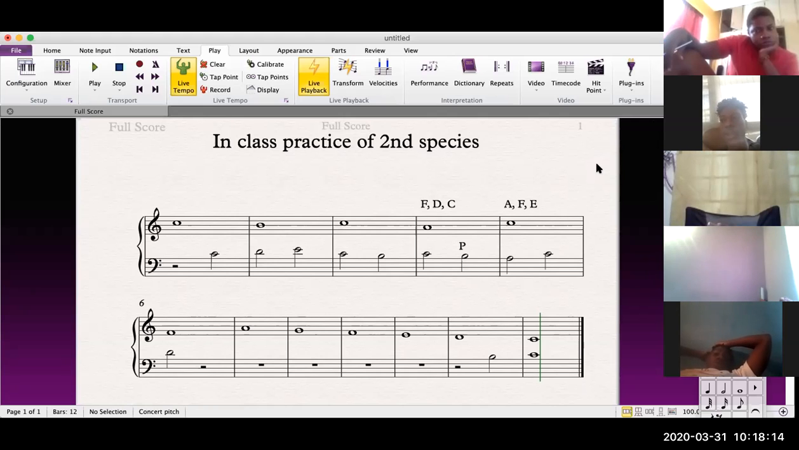Azaria, in the case of the leaps that we use in second species, do we still need to use at least one? Yes, you do, Azaria. You still need to have at least one leap, okay? Might be that you have more than one. It might be that you have two. I wouldn't do more than two.